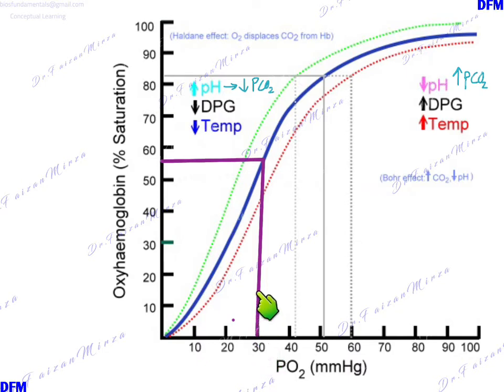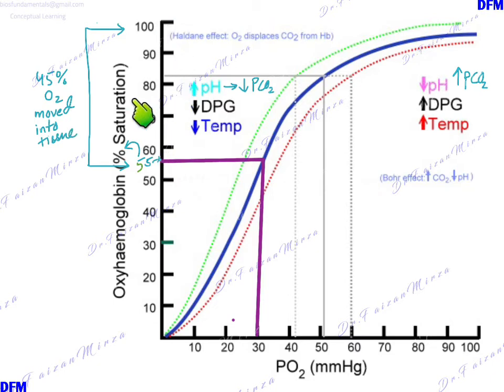If the blood is passing through this tissue, we look at the normal curve. We draw a line here, touch this curve, and drop to the y-axis to read off the value, and we see that about 45% of oxyhemoglobin lost its oxygen to the tissue. So this much oxygen was given to the tissue, which already had 30 millimeters of mercury and was respiring at a normal rate.